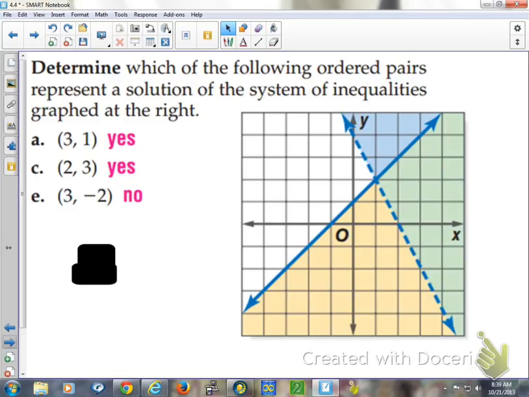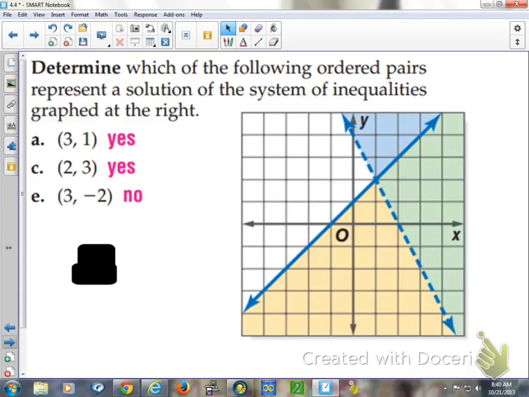I'm confused. How do you know if it is or isn't a solution? If it's on the solid line, remember solid lines mean is also equal to, which means those points are included, which is why that one was a yes. The dotted line means that's the boundary, but those points aren't actually included. It has to be greater than those points or less than those points. So because it was on the dotted line, it didn't count. So solid line, yes, and dotted line, no.